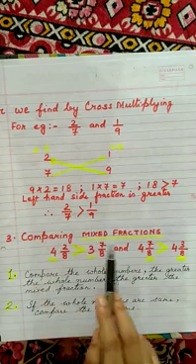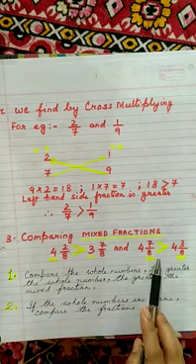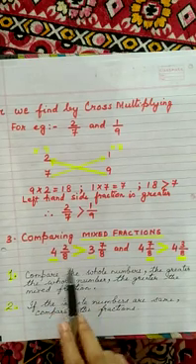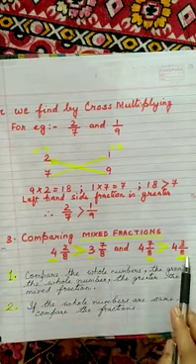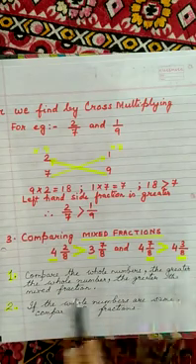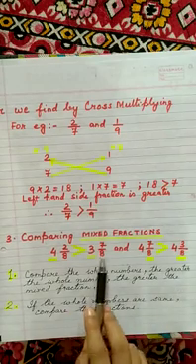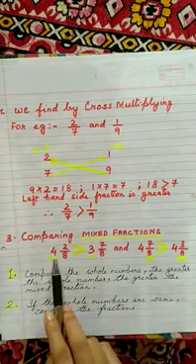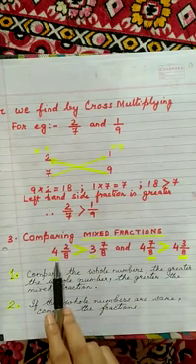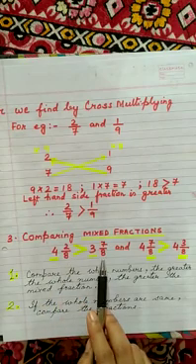Now comparing mixed fractions. Now there are two ways of comparing mixed fractions. First, we check the whole numbers. If the whole numbers are same, we check the fractions. Compare the whole numbers. The greater the whole number, the greater the mixed fraction. In these two fractions, we have 4 and 3 as the whole numbers. So 4 is greater, therefore this fraction is greater than this.